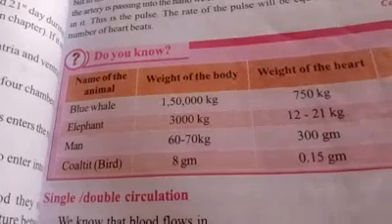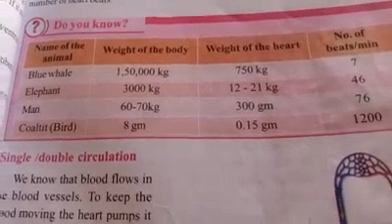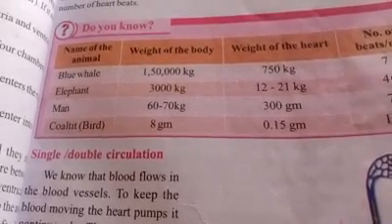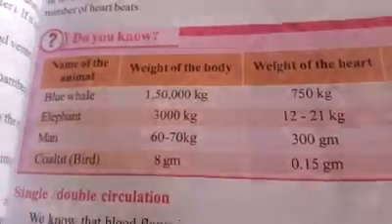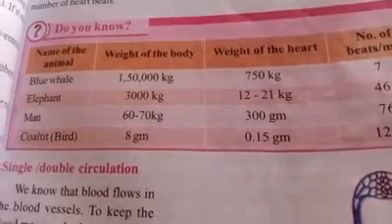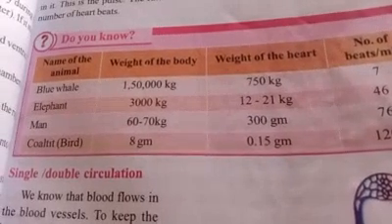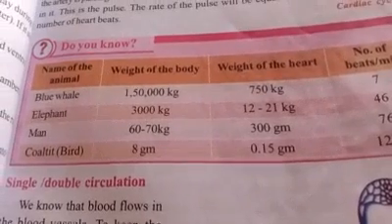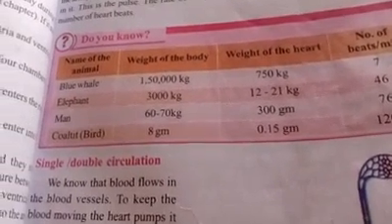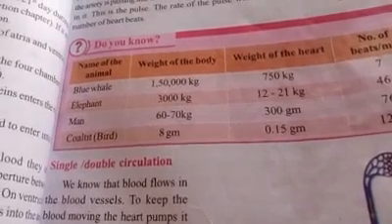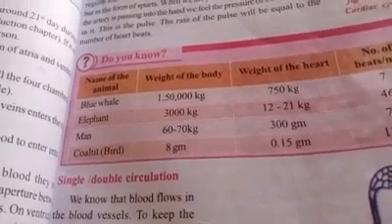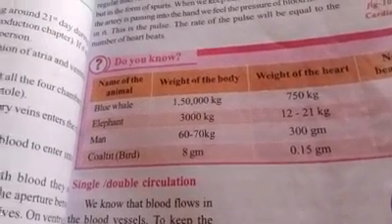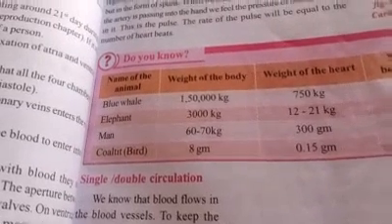Here, four types of animals' names are given: blue whale, elephant, man, and coal tit. The weight of the body, weight of the heart, and number of heartbeats per minute are given. So here the blue whale weight is approximately 1,50,000 kg. It is the largest mammal on the earth.